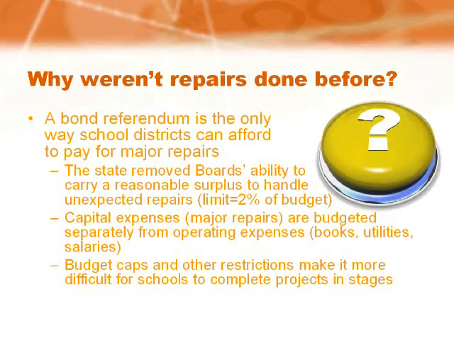So why weren't the repairs done before? As you've seen, very little of the budget is discretionary, so a bond is really the only viable option schools have to pay for major repairs. Under the budget caps passed a few years ago, the state removed the board's ability to carry a reasonable buffer to handle unexpected repairs. That limit is 2% of the annual budget.